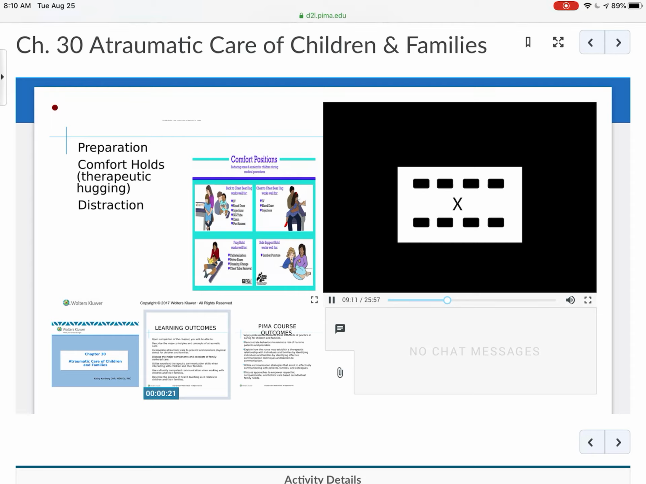So we want to decrease their anxiety and stress, and one of the ways that we do it is preparation. So we like to use what's called, your book calls them therapeutic hugging. I call them comfort holds. So it's the different holds that a parent can do to help out. You have to have a willing parent, of course, but if they're giving their child a hug while you're doing a procedure, they just seem to really handle it better. At the same time, they'll be doing some distraction, which really helps too.